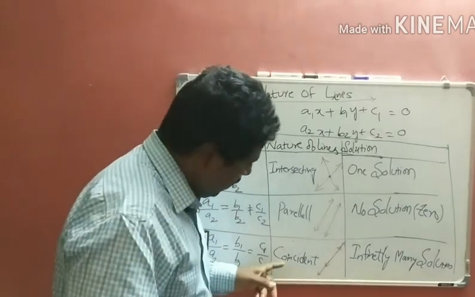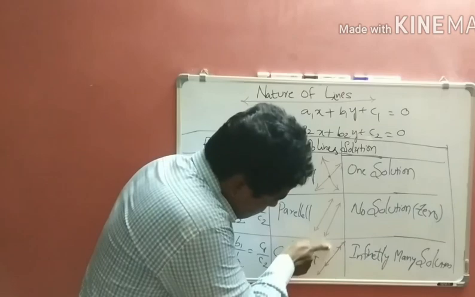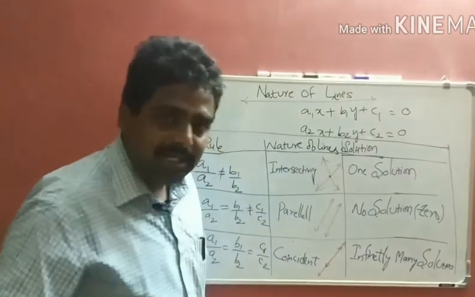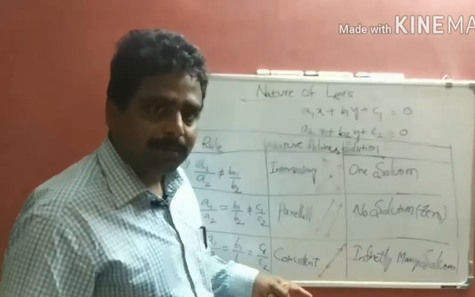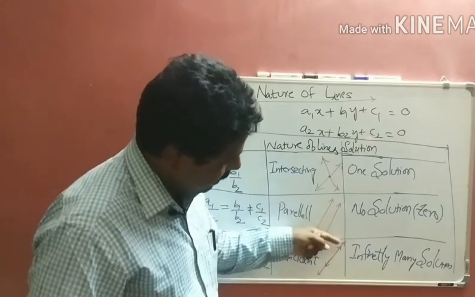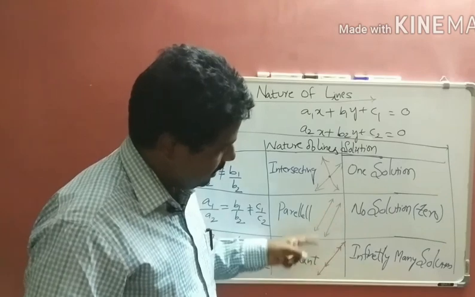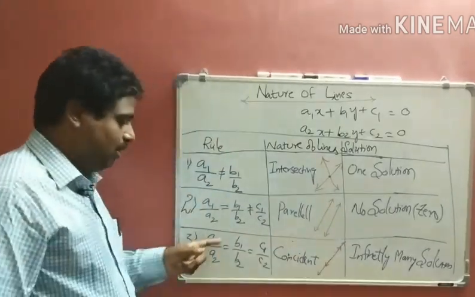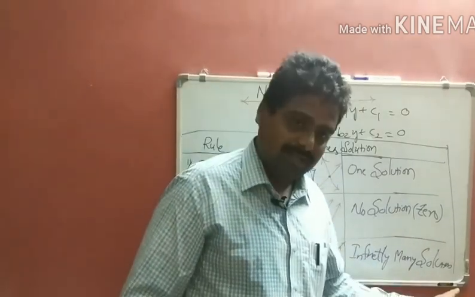Now, coincident means, observe here, this is the first line, with arrow marks, and this is the second line. Both lines are coincident with each other. Now every point is a common point. If you take a point on the first line, it should be on the second line. If you take a point on the second line, it should be on the first line. So every point is common to both lines. So for the case of a1 by a2 equal to b1 by b2 equal to c1 by c2, we get infinitely many solutions.